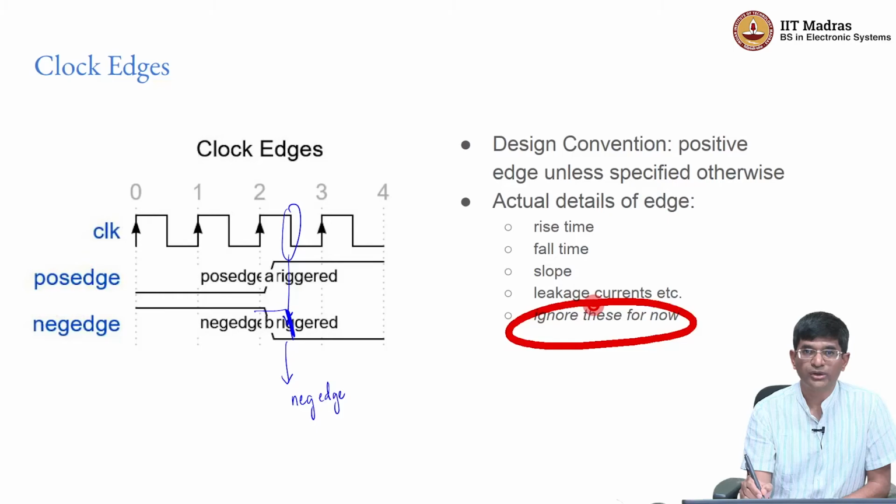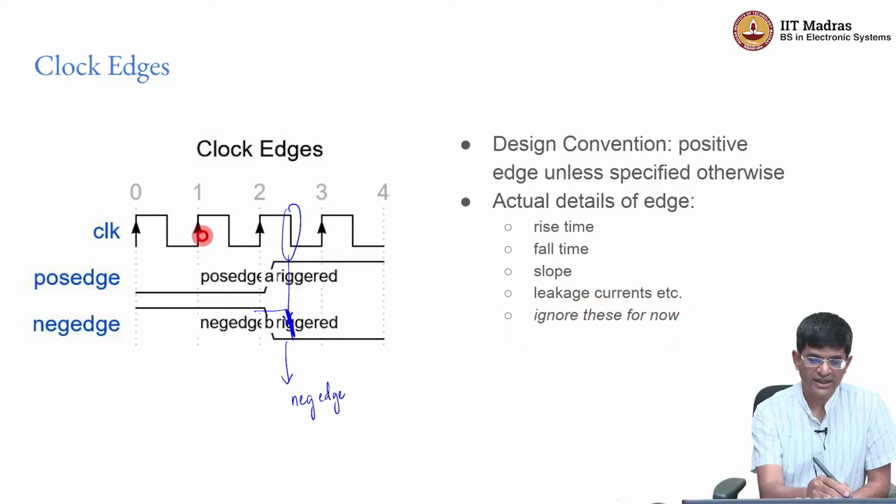For now, we are going to ignore all of this and assume that our clock is a very neat little signal that just has a perfect square wave shape.